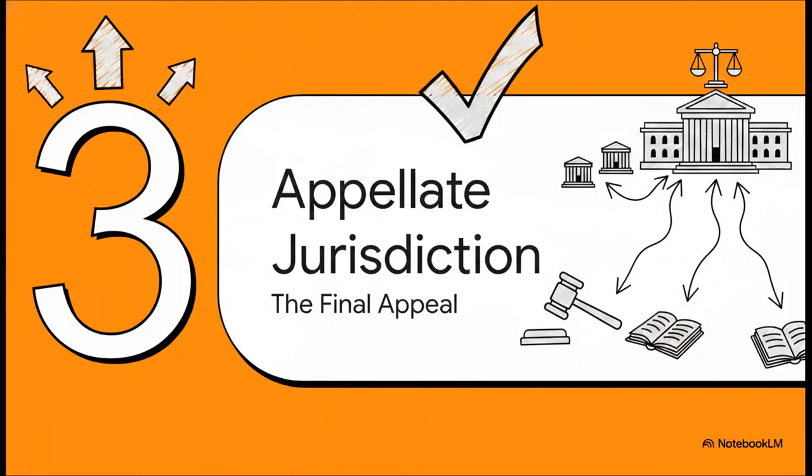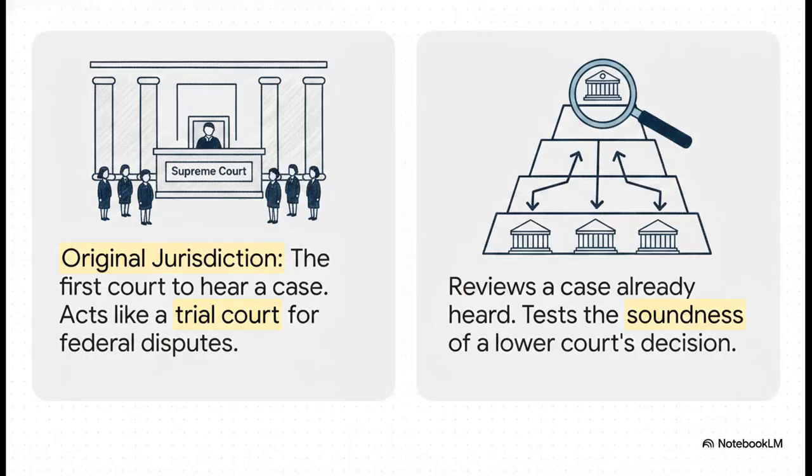Okay, on to tool number 2, and this is the one the Supreme Court uses all the time. It's really its main job. Let's talk about appellate jurisdiction. This is the Supreme Court in its most famous role, the final word, the ultimate court of appeal, reviewing decisions that have already worked their way up through the lower courts. Let's put these two side by side to make it super clear.